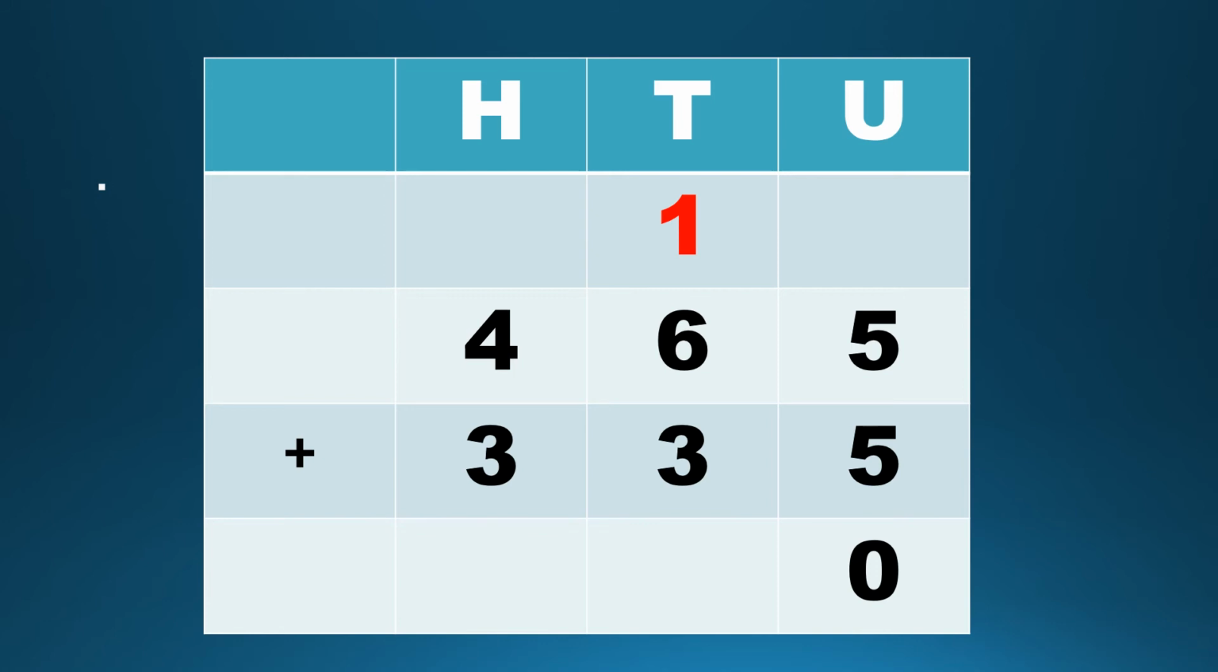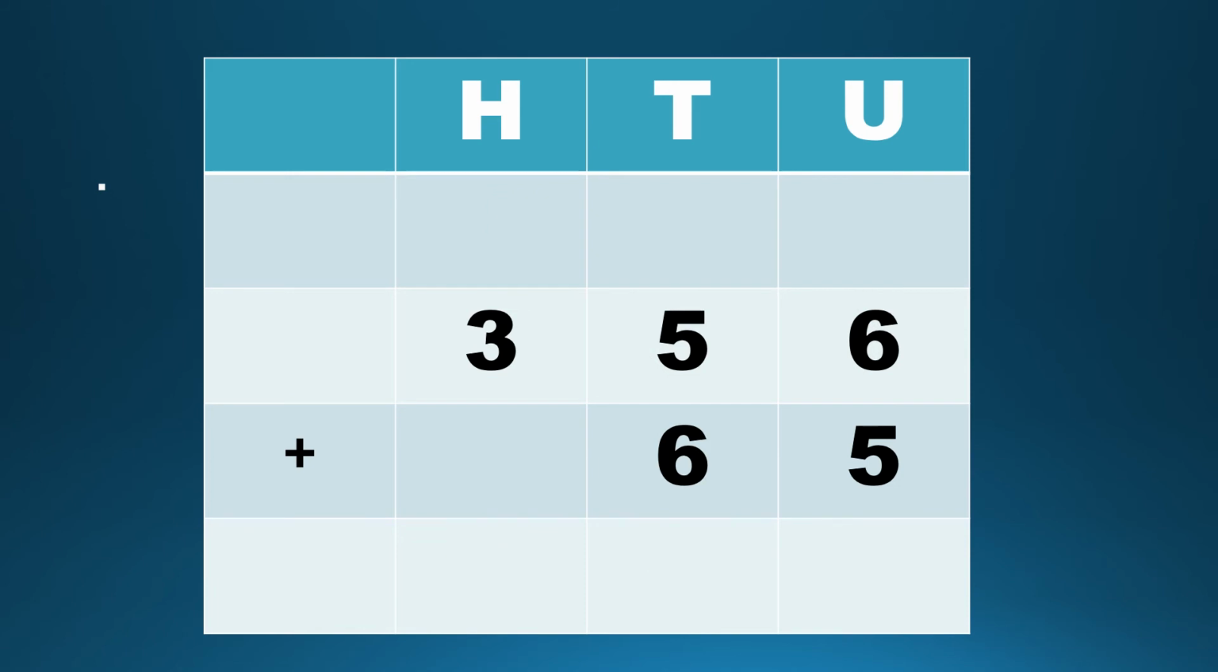6 plus 3 in the tens place is 9, plus 1 the carryover is again 10. So we keep 0 in the tens place and we carry over the 100 to the hundreds place. So we have 4 plus 3 which is 7, plus the 100 which we have carried over. So your answer is 800.